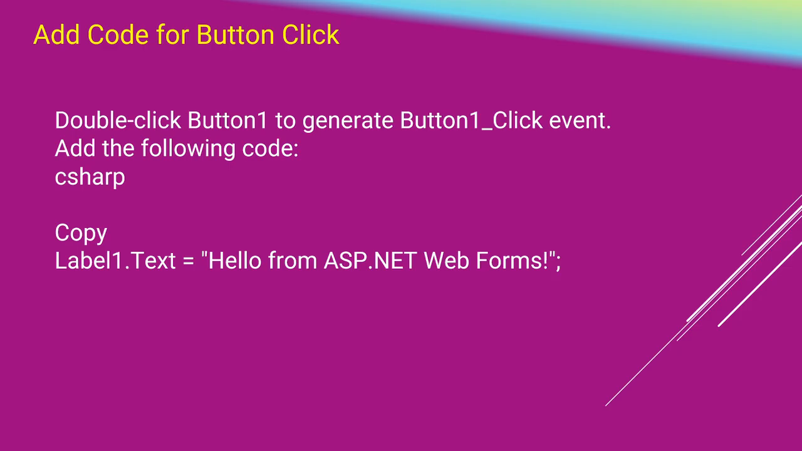Next, we need to add functionality to our button. Double-click on button 1 to generate the button 1 click event handler in the code behind the file. Inside this method, add the following line of code. Label1.Text = "Hello from ASP.NET WebForms". This code sets the text of label 1 when the button is clicked, allowing us to display a message to the user.